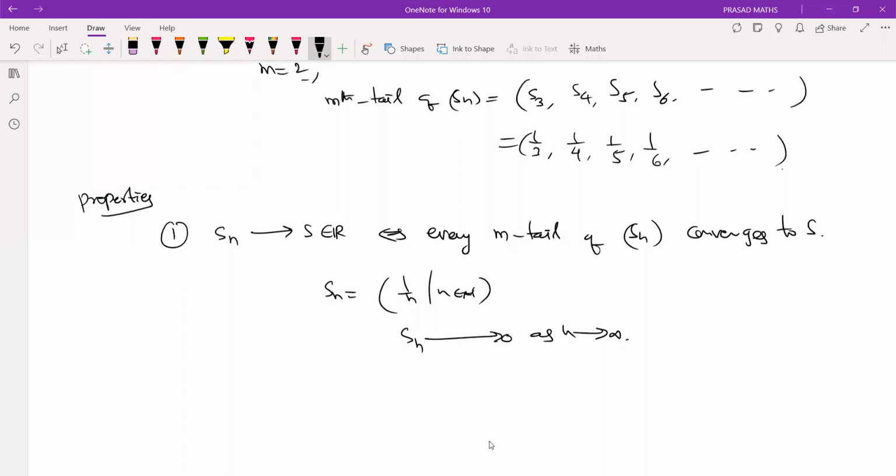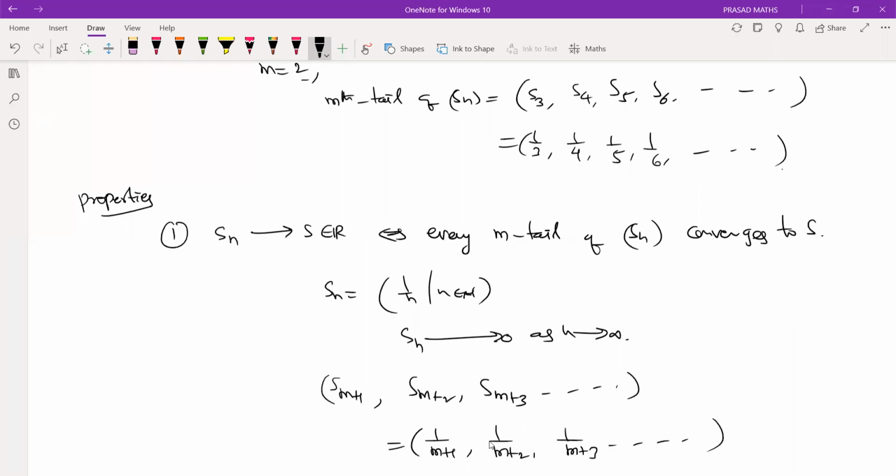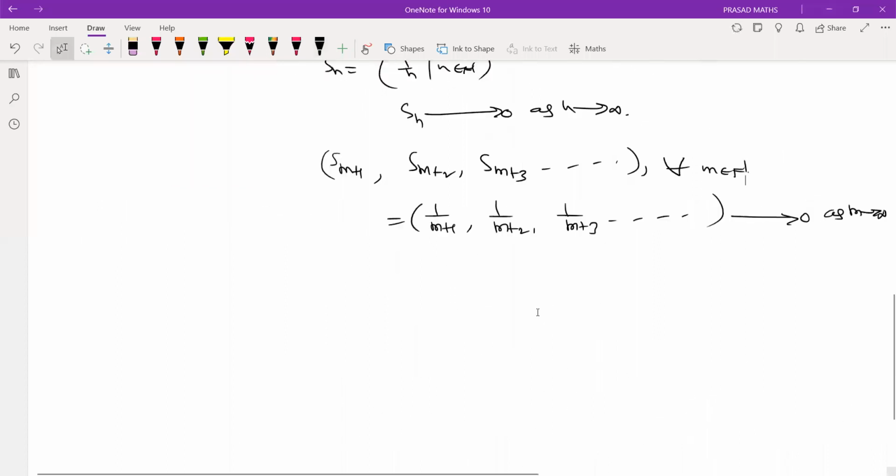So what the result says is that every tail that you take, Sm plus 1, Sm plus 2, Sm plus 3, any tail, that means Sm plus 1 is nothing but 1 by m plus 1, this is 1 by m plus 2, this is 1 by m plus 3, like this. So this sequence also converges to 0 as m tends to infinity. Why? Because this is true for every m. So once the sequence converges to some real number, every tail of the sequence converges to the same L. This is the first property.